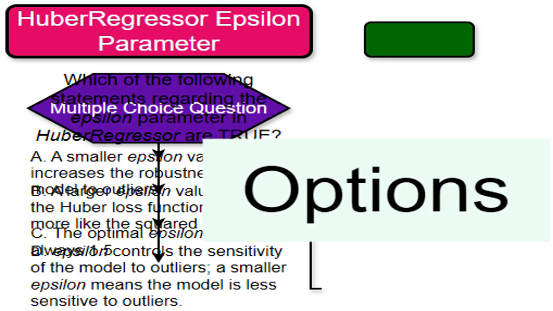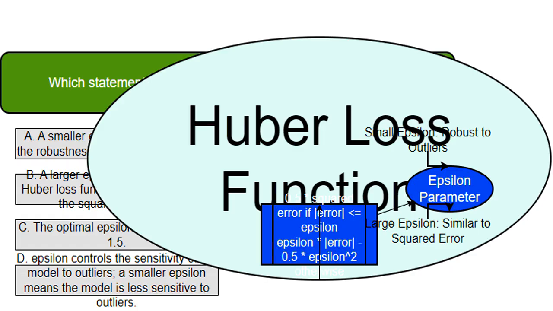These are the possible answers to the multiple-choice question. We need to carefully evaluate each option based on our understanding of the Huber loss function and the role of the epsilon parameter. I see the Huber loss function defined here. It's a clever way to combine the best of 2 worlds, the squared error loss and the absolute error loss.